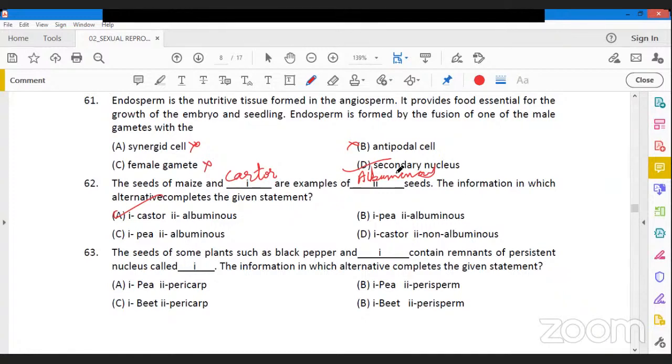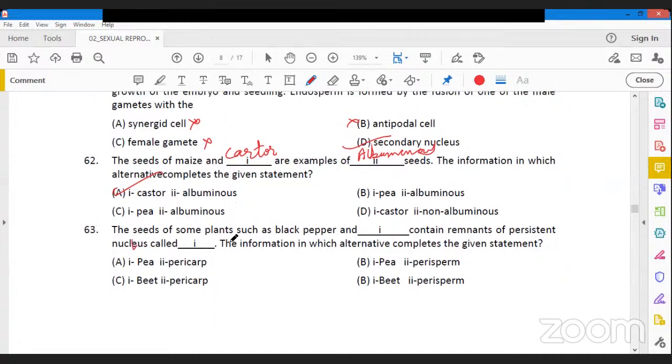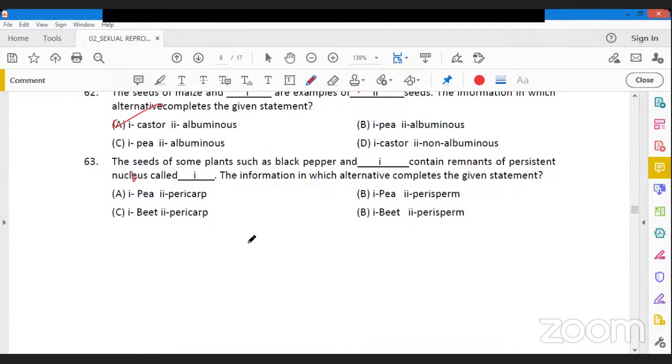So the seeds of some plants such as black pepper contain remnants of persistent nucellus. The remnant of nucellus is called perisperm. Remember this, persistent nucellus is called perisperm. Persistent nucellus is perisperm.